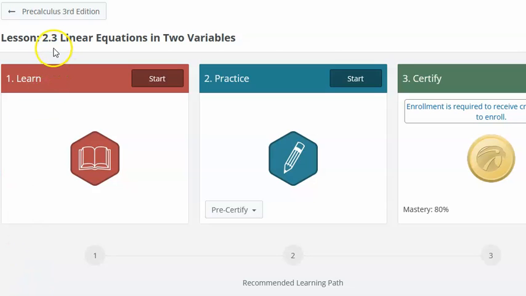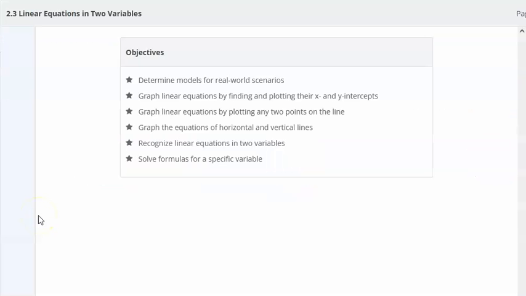As we go on to lesson 3 of chapter 2, we're going to look at linear equations in two variables, and we've been doing that for a while. Here are the objectives, and keeping in mind some of the terminology and formulas we've mentioned before, we'll do a review, and review is good.